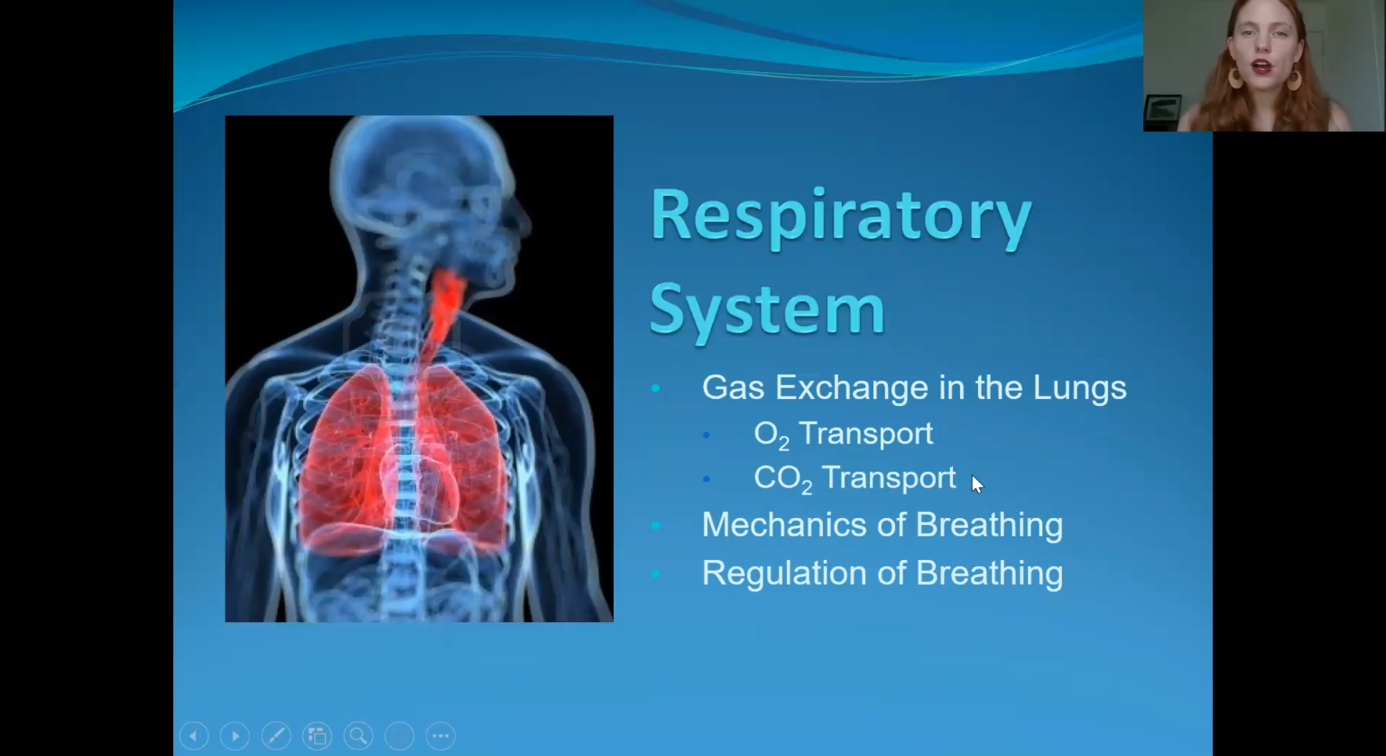Okay, guys, here we are on the respiratory system. I'm going to talk a little bit about gas exchange first. We'll talk about partial pressures and drive for diffusion. Then we'll talk about oxygen loading and unloading. Then we'll talk about ventilation. And then we'll talk about how you regulate that ventilation.